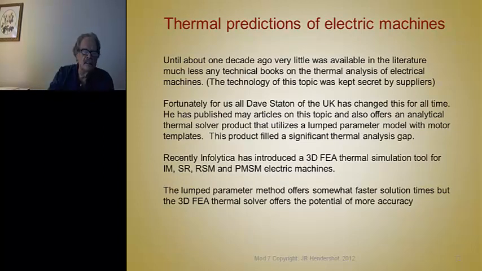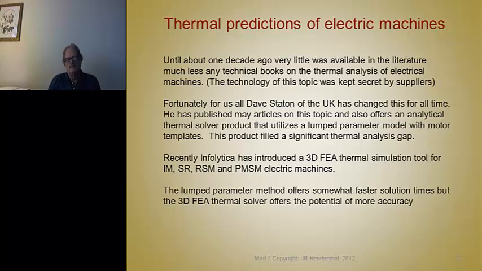The final area where finite element is essential is in the thermal analysis. Up to about 10 years ago or so, there was very little in the literature, and no technical journals or IEEE papers or books on the thermal analysis of electric machines.